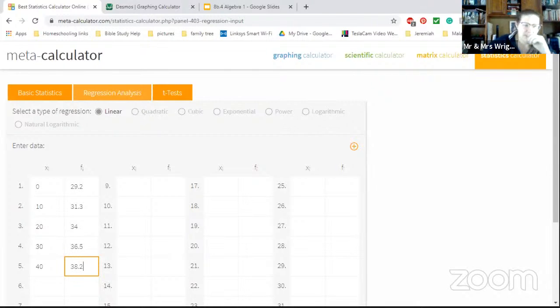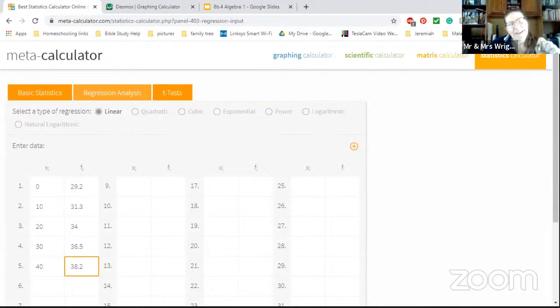38.2. Okay, now that we've input all the data, you notice that this is the X sub i. The i stands for, because remember, X is all of these different ones. And so the i is the 1 or the 2. So X1 is 0, X2 is 10, X3 is 20, X4 is 30, X5 is 40. They don't know that we've chosen A and T, so they've defaulted to the standard way of writing functions, which is f of x.